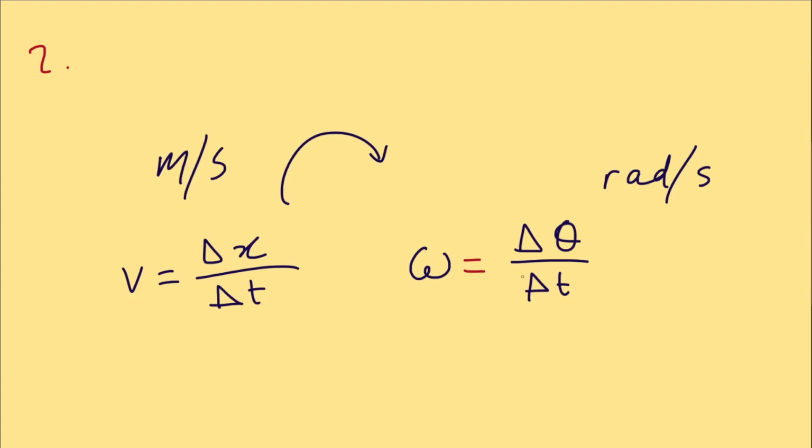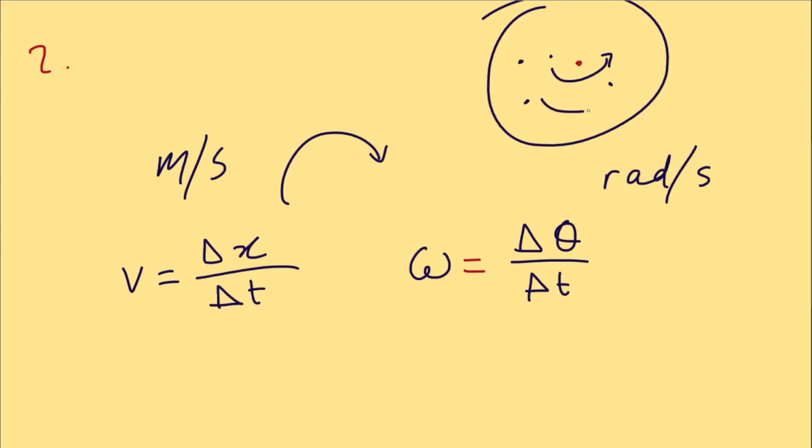And every single point on a circle, so no matter how far you are from the center, every single point has the exact same angular velocity, but the linear speed is different. We're going to look into this soon.